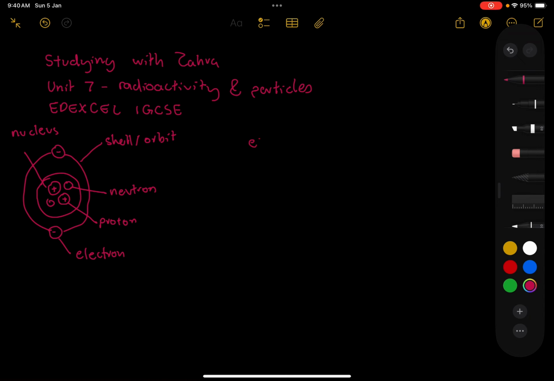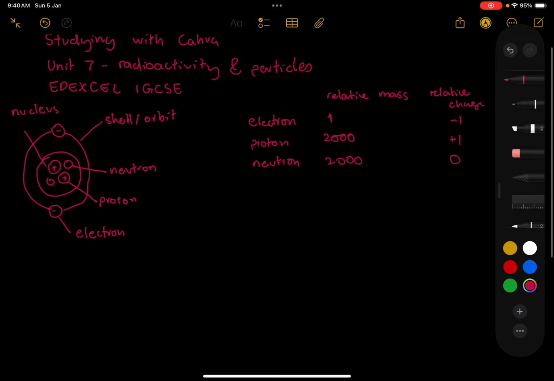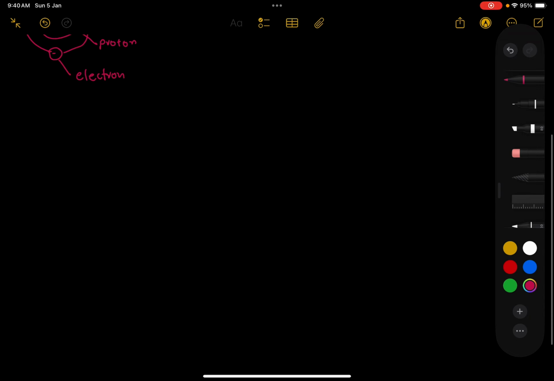I'm going to draw a little table here. Electron, proton, neutron. Relative mass: 1, 2,000, 2,000. This is the relative mass that we're drawing here. Okay, and then relative charge: -1, +1, and 0. So that is our subatomic particle structure.